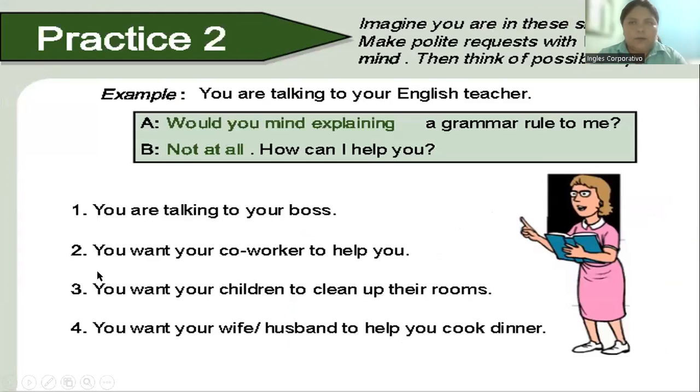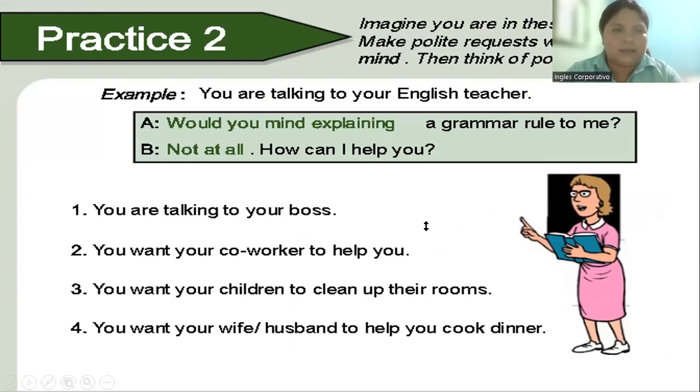Okay, so now here you have a task. We're going to imagine the following situations, and we're going to make polite requests using "will you mind?" Besides that, you have to think of a possible answer to the question. Look at the example. You're talking to your English teacher. Would you mind explaining a grammar rule to me? Not at all. How can I help you?